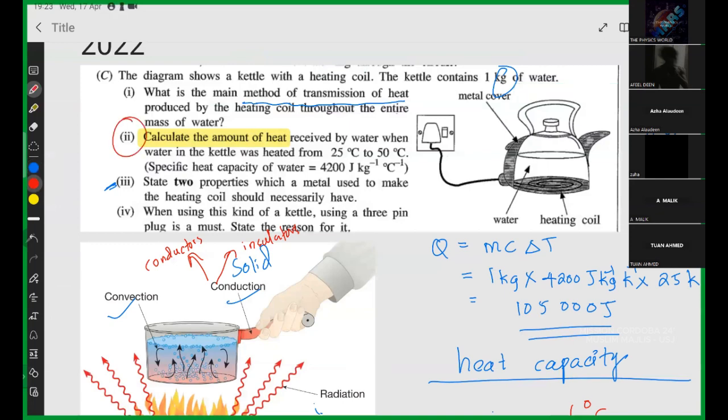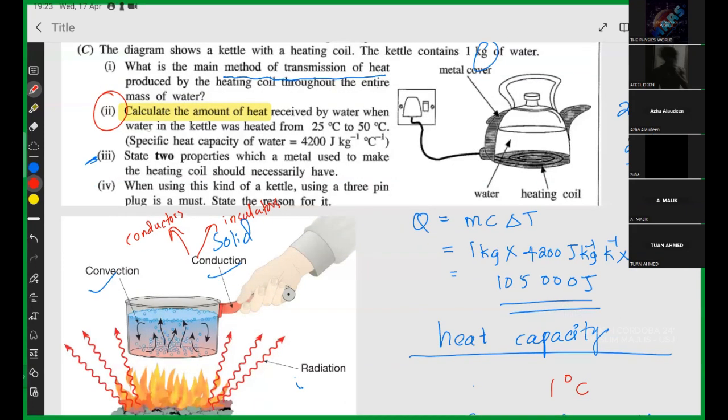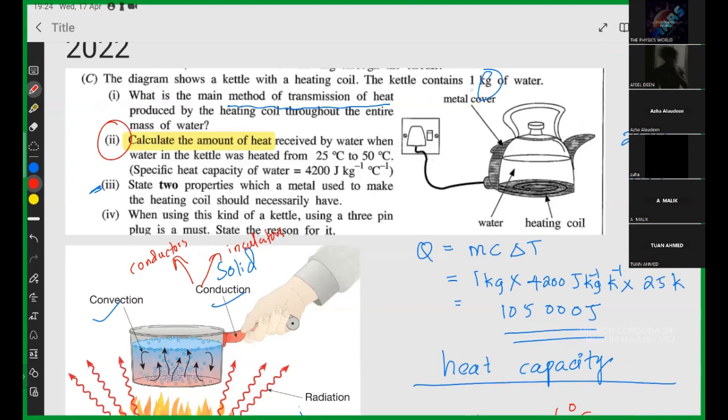Yeah, madam. Okay. So they are asking you to calculate the amount of heat. So amount of heat, we have to use this equation, Q equals MC delta T. They have given you the mass here. The kettle contains 1 kilogram of water. That's the mass. And in the question, they have given you the specific heat capacity, 4,200 joule per kilogram per degree Celsius. You can use that.